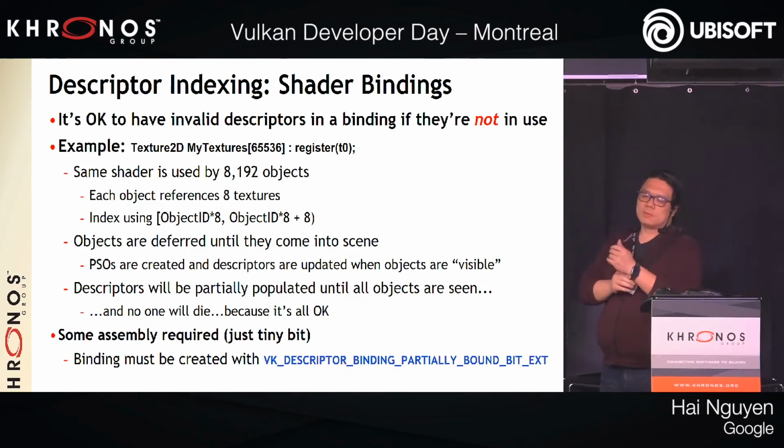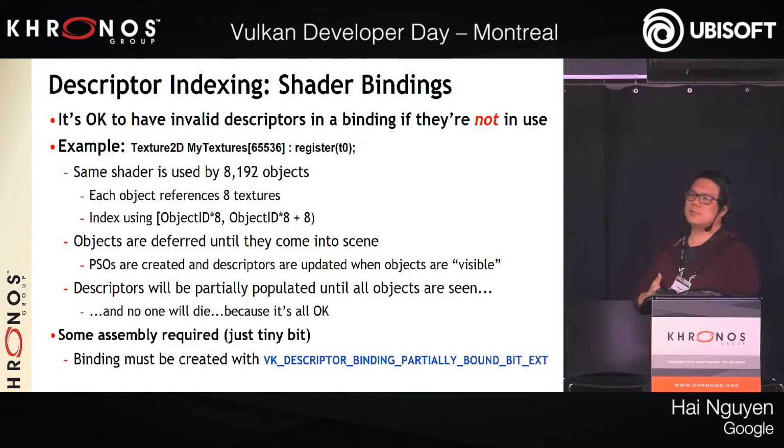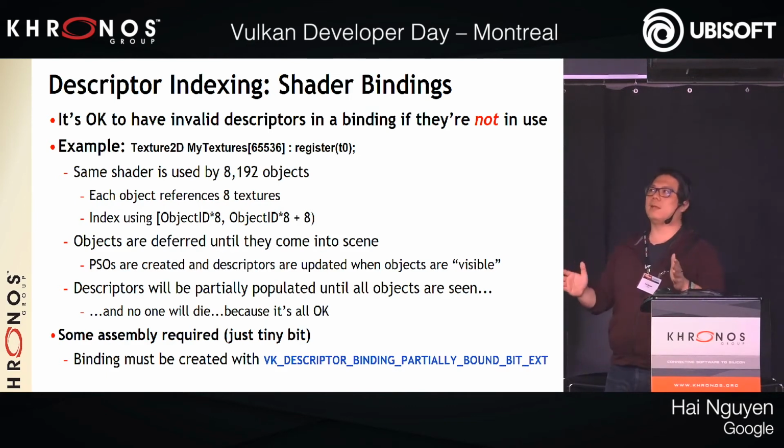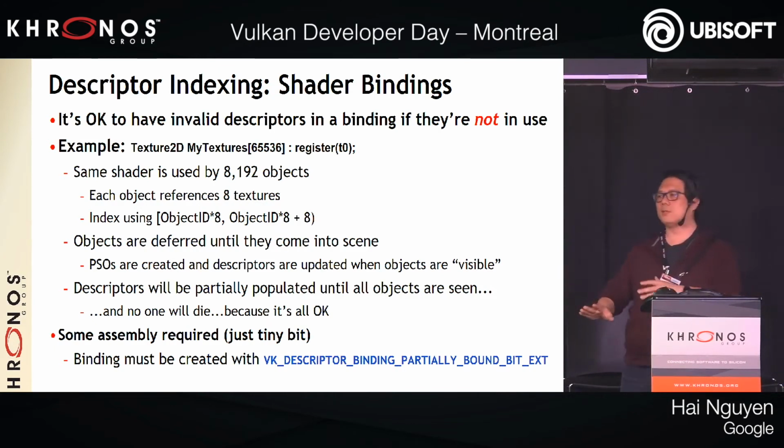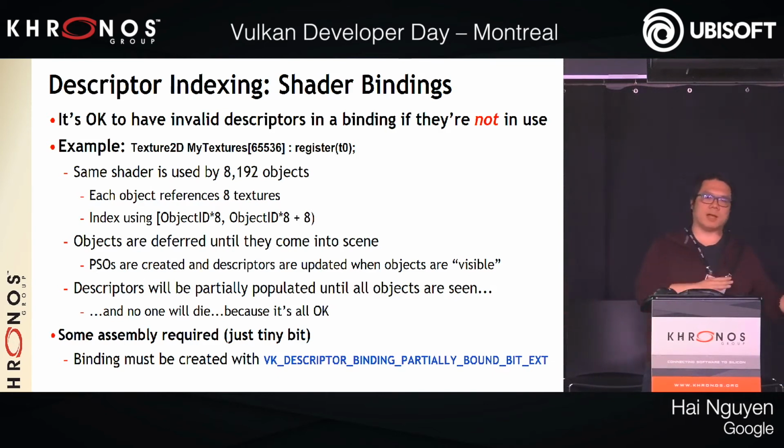And the way that this hypothetical engine happens to work is that everything is deferred until it comes in the scene. So as you're moving throughout the level, things get loaded, and your PSOs are created, your descriptors are created, etc. And so this particular binding is always partially populated until you've seen everything at least one time. And so this is all okay now. Whereas before, if you try to do this, either validation will give you a warning, or you'll just crash, or the driver will do something completely funny. But there is a flag that you need to put when you're creating the descriptor binding, and you want to tell it, hey, this descriptor binding, I want it to be partially bound.